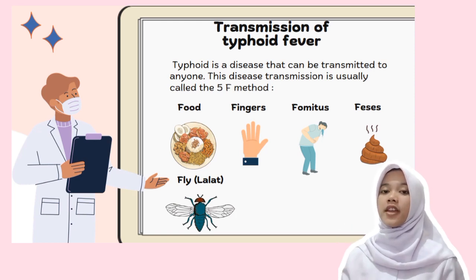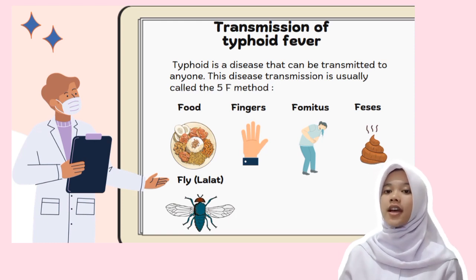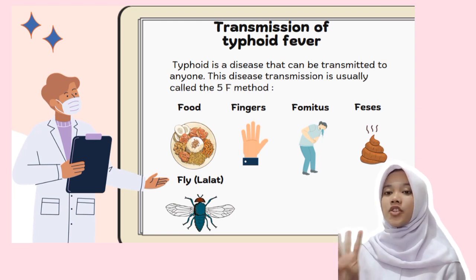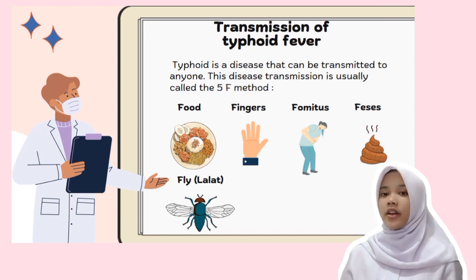2. Fingers. Fingers on the hands can also be a medium for transmitting typhoid disease, especially food contaminated with Salmonella typhi germs due to unwashed food processing and so on. 3. Vomitus. For someone who has been infected with typhoid germs, their vomit can become another medium for transmitting typhoid disease.